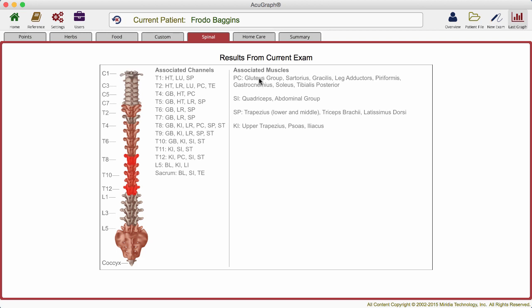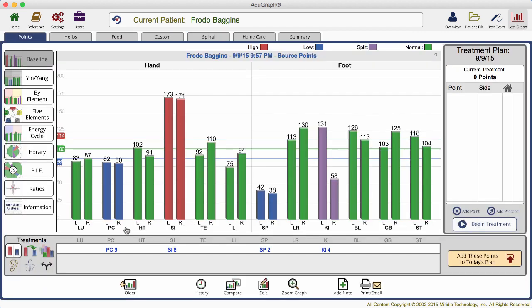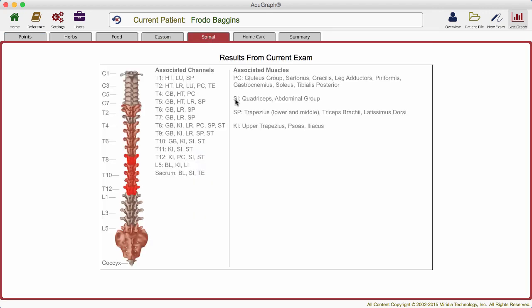It also says that potentially there are these muscles associated. So if I look at the patient's graph, we can see that we have pericardium, small intestine, spleen, and kidney all out of balance. And so when I go to the spinal tab, pericardium, small intestine, spleen, and kidney, there they are. It tells me about associated muscles that may be involved. And so you can look at musculoskeletal issues and you can make correlations with what may be going on with the patient's graph. It's useful for helping the patient understand their pain, and it's useful for helping you devise a treatment plan.